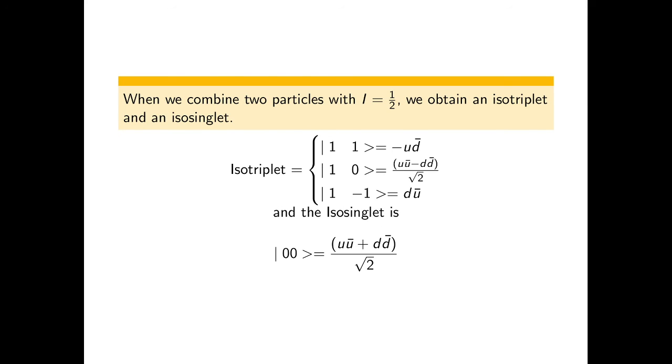Okay, when we combine two particles with I equal to half, we obtain an isotriplet and an isosinglet. You can see these values here, the 3 isotriplet states and the 1 isosinglet. Next slide.